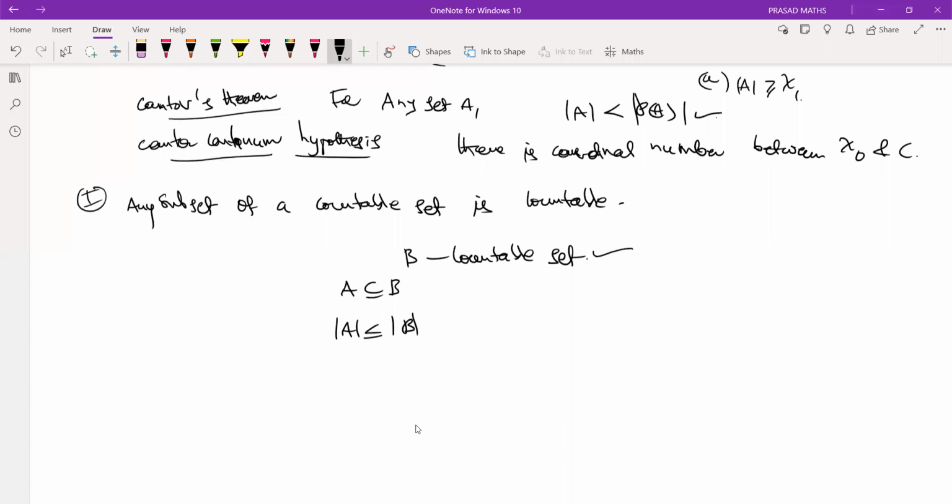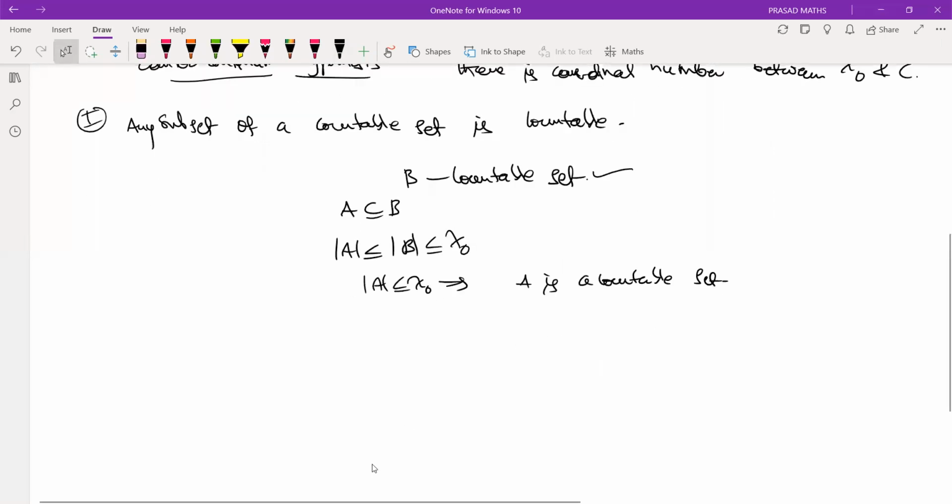But what is my B? A countable set, therefore its cardinality is always less than or equal to aleph naught. Therefore cardinality of A is less than or equal to aleph naught. Whenever cardinality of A is less than or equal to aleph naught, A is a countable set by definition. Therefore any subset of a countable set is always a countable set. What about the converse? If the subset is countable, does it mean the superset is countable? We'll see later. Converse may not hold.